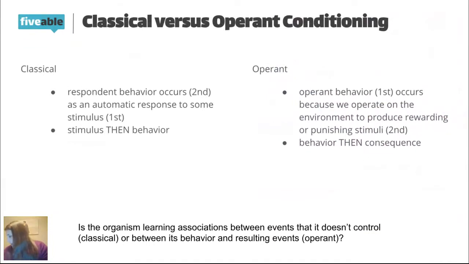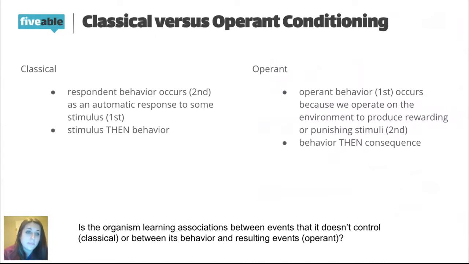The other thing that you need to understand is classical versus operant conditioning. Just make sure you differentiate between the two factors. In classical conditioning, our response happens second. So there's some sort of a stimulus and then our response. And in operant conditioning, we do something and then there's like a stimulus or a treat given to us. So it's behavior then consequence.